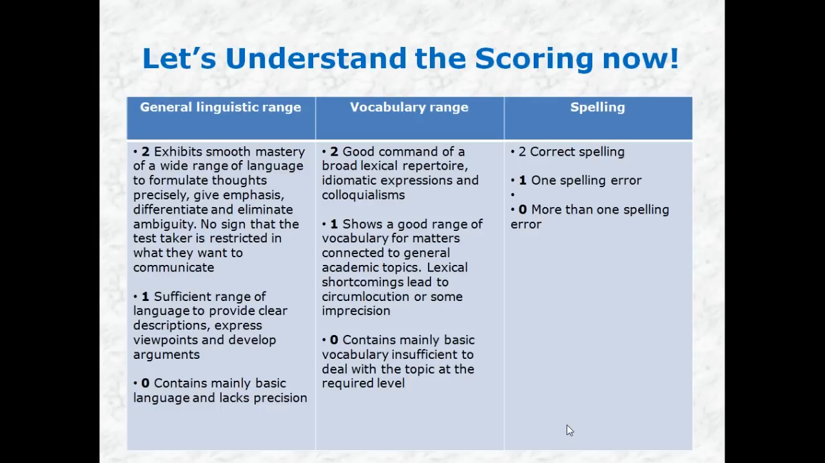Now let's discuss furthermore our spelling score. You get 2 out of 2 when all the written words are correct, 1 out of 2 when there is one spelling error, and 0 out of 2 when there is more than one spelling error. It means it is very important that we should not commit a single spelling error. So, one has to be very conscious while writing their essay or any other writing task.